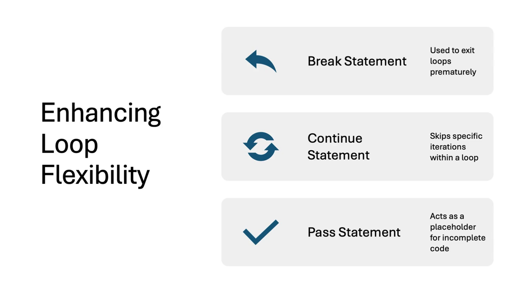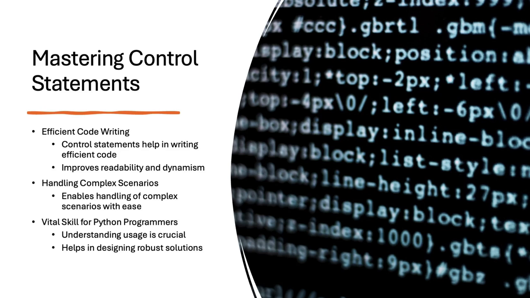In Python, loop control statements like break, continue, and pass provide enhanced control over loop execution. Break exits loops early, continue skips certain iterations, and pass serves as a placeholder for incomplete code. Mastering control statements is essential for writing efficient and dynamic Python code. It helps handle complex scenarios and is a vital skill for designing robust solutions.